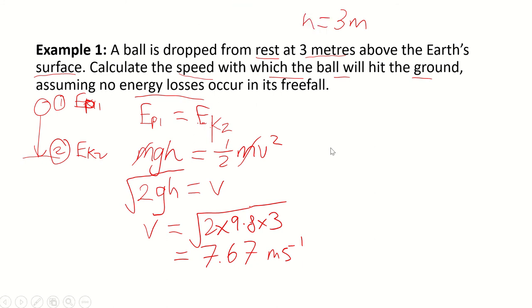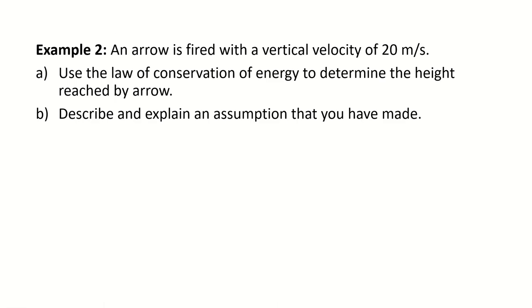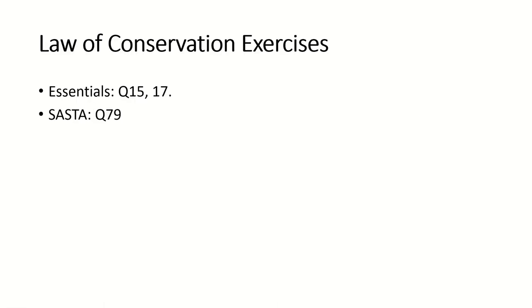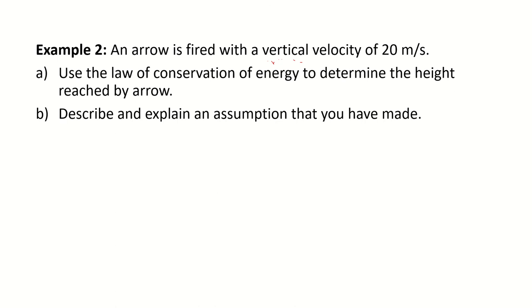Now we're going to do one more example. The second example is we have an arrow. This time it's fired with a vertical velocity. So an arrow is fired, so we're down on the ground, we're firing an arrow upwards with a vertical velocity of 20 meters per second. Use the law of conservation of energy to determine the height reached by the arrow.